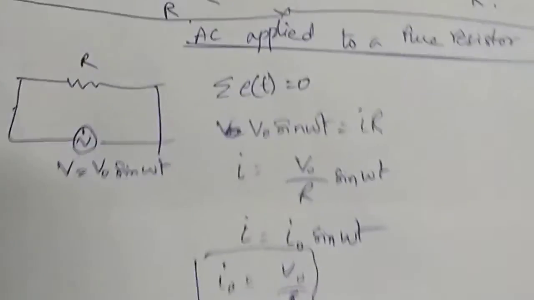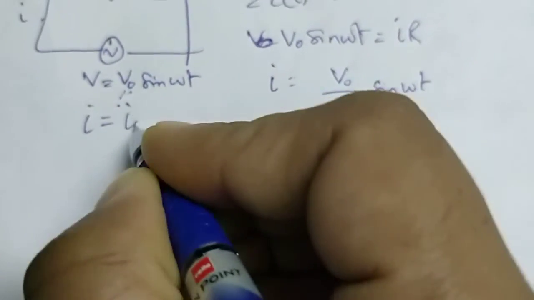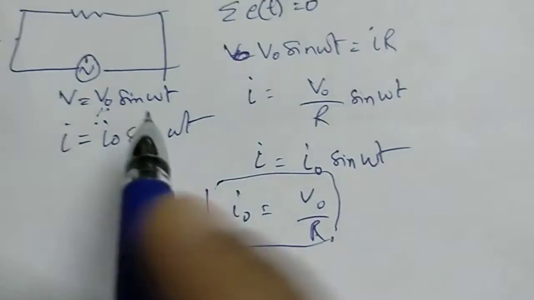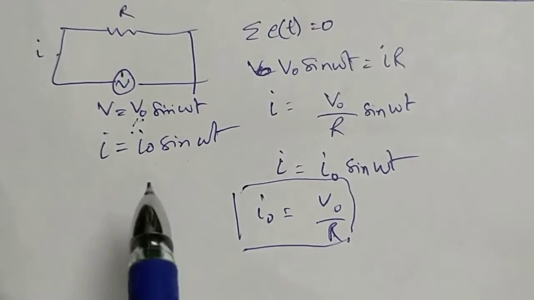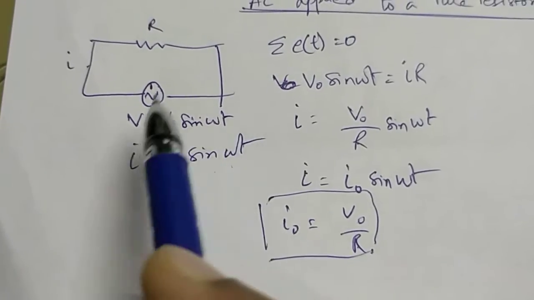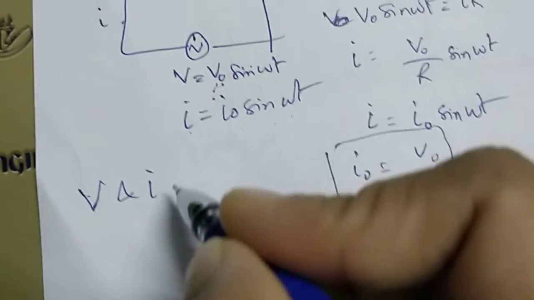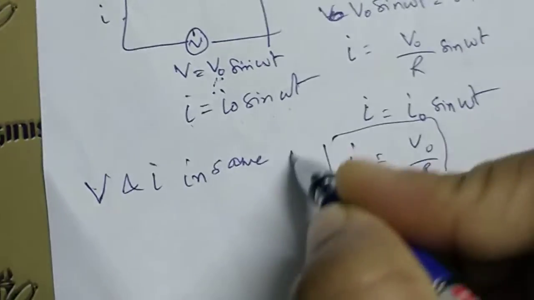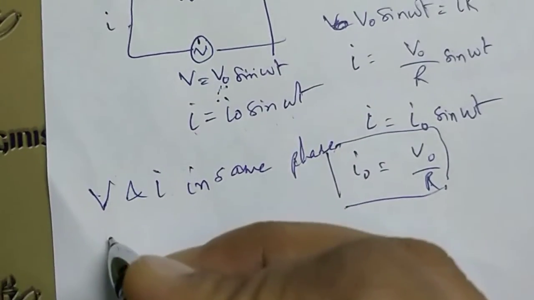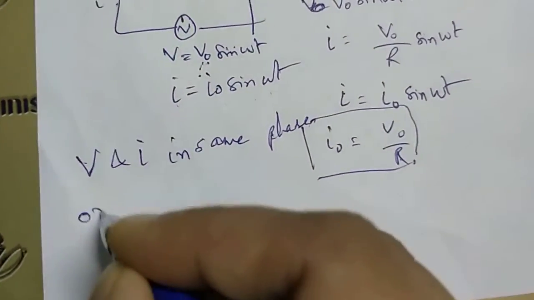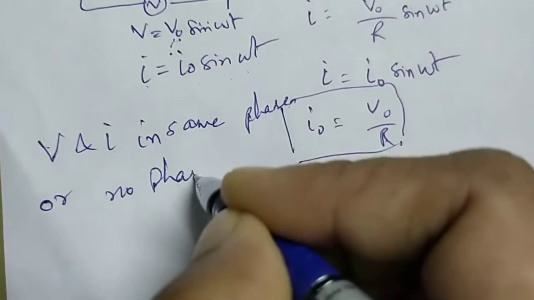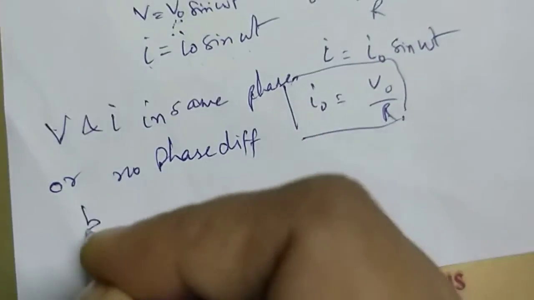Now if you compare voltage and current, you see voltage is V naught sine omega t, and the current which we got is I is equal to I naught sine omega t. So you see the trigonometric functions are the same, sine, and the angles are also the same. So both voltage and current are in the same phase. There is no phase difference between V and I, voltage and current.